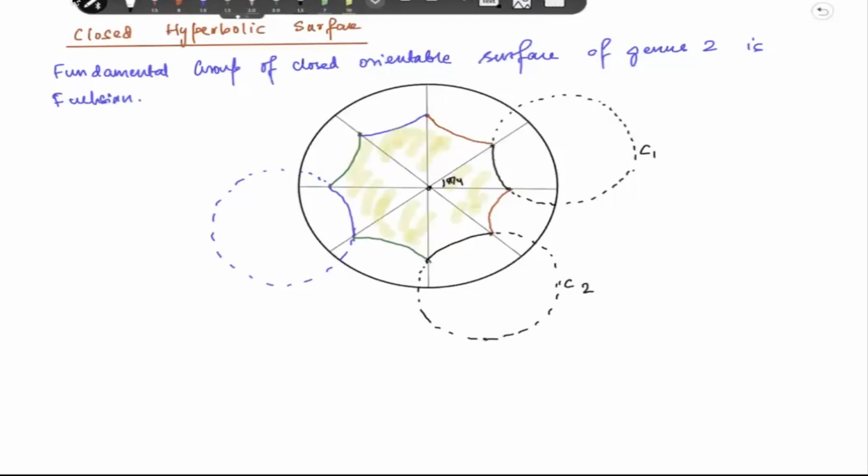So now what we are going to do here: if we identify the sides in this octagon suitably, the quotient space will be a genus 2 surface. This red geodesic will be identified to this red geodesic. This identification will be done by a hyperbolic isometry. Similarly for the other colors: this black geodesic will be identified with the black geodesic, the blue geodesic with the blue geodesic, and the green geodesic with the green geodesic. If I make that identification, the quotient will be a genus 2 surface.